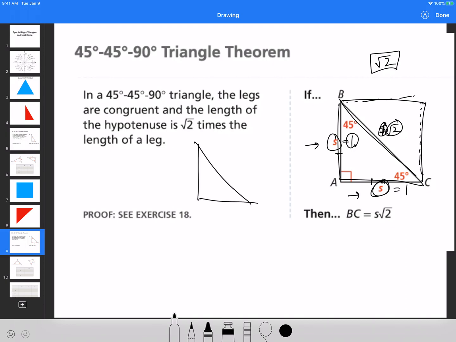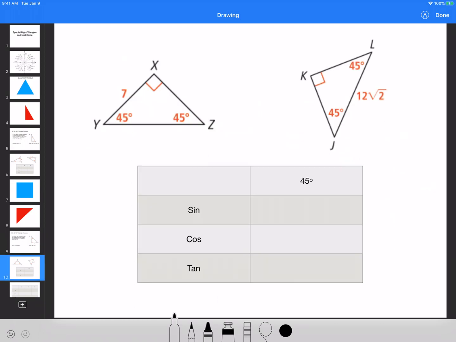Now, what if I was given 2 and 2? What if I was given, I don't know, 3 and 3? Then it's simple: it's 2 square root of 2, 3 square root of 2. Whatever the s is, just put it next to the square root of 2. It's as simple as that. Just multiply by square root of 2. Now, just like before, pause the video and try to do these problems on your own.